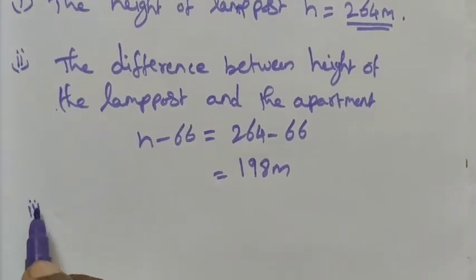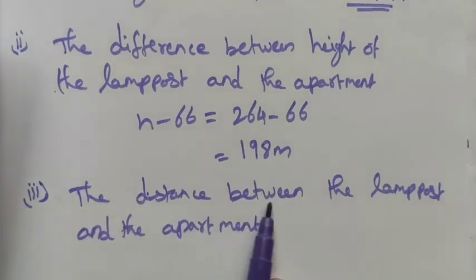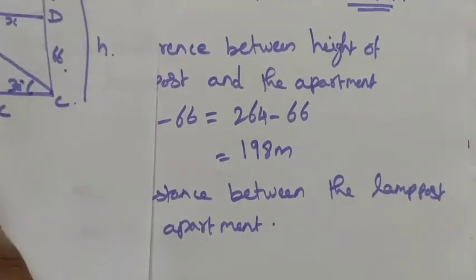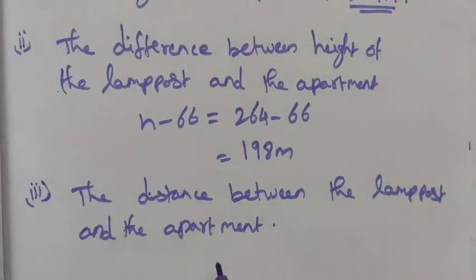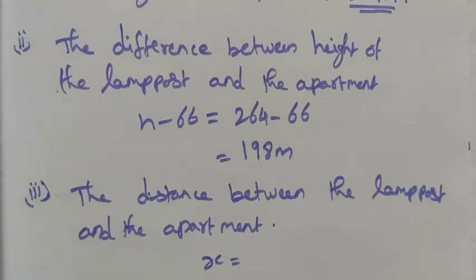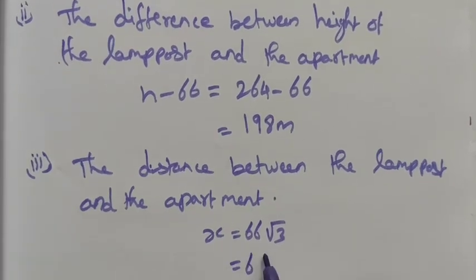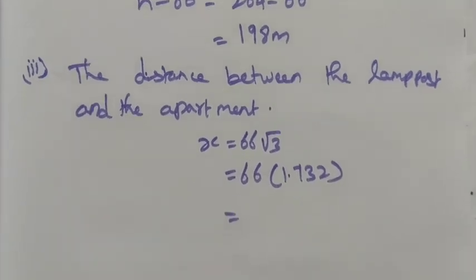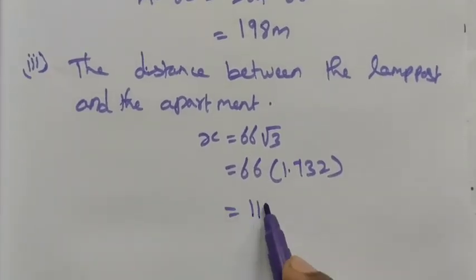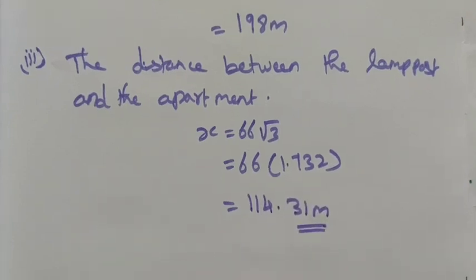The third part is the distance between the lamp post and the apartment, which is x. We know that x is equal to 66 into root 3. Taking root 3 as 1.732, 66 into 1.732, when we multiply this, we get 114.31 meters as the distance between the lamp post and the apartment.